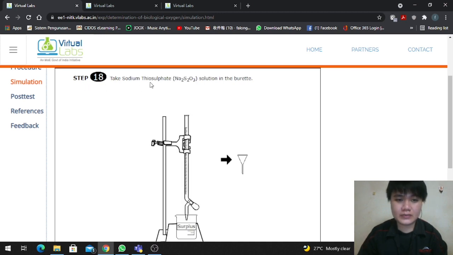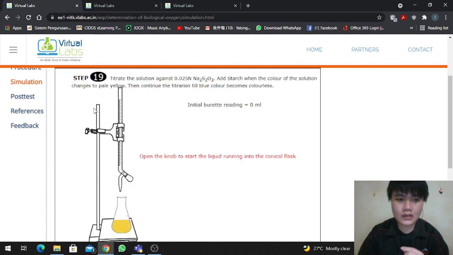Step 18. Take sodium thiosulfate, Na2S2O3, solution in the burette. Step 19. Titrate the solution against 0.025 N Na2S2O3. When the color of the solution changes to pale yellow, then continue the titration till the blue color becomes colorless. Open the knob to start the liquid running into the conical flask.